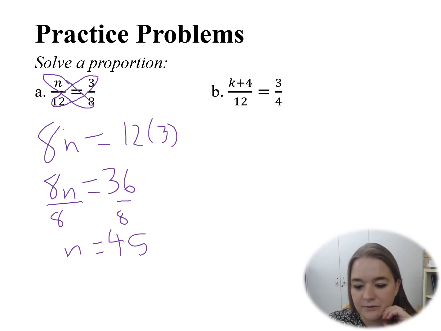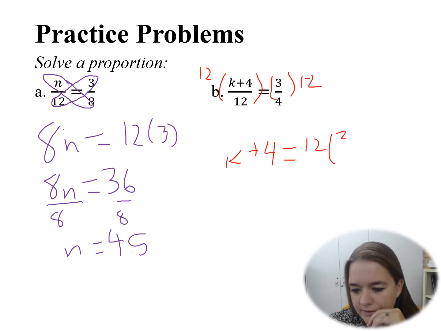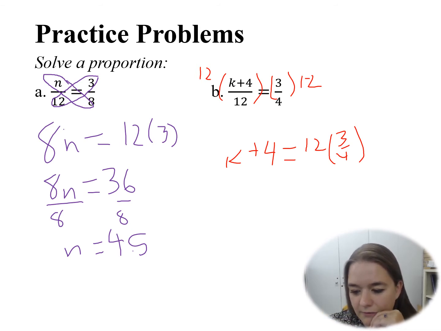Now the other way that we can do it, and this is the way that I find more useful, is we can deal with it as a multi-step equation. The first thing I'm going to do when I look at this sample B here is get rid of that divided by 12. So to do that, I'm going to multiply both sides by 12. And I'm left with k plus 4 equals 12 times 3 over 4. Now when I'm multiplying by fractions, there are many different ways to address it, but I can simplify first. So 12 over 4 gives me 3. I wind up with k plus 4 equals 9.